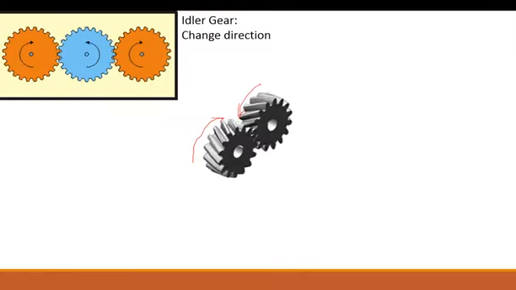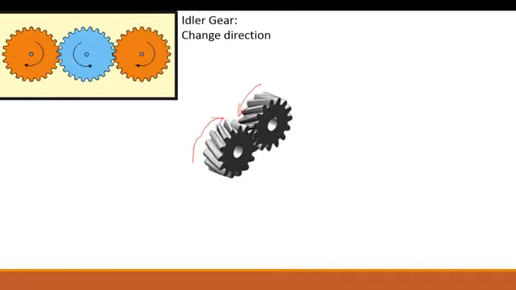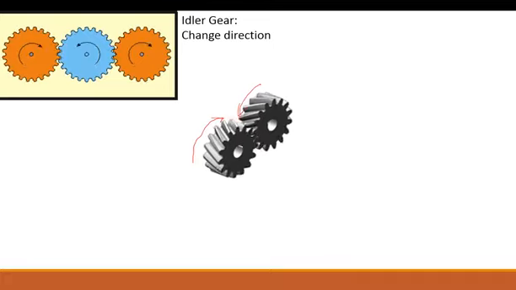And if you look at a manual transmission on a car, or even an automatic transmission, there is an idler gear that comes into play in order to make the transmission go from forward to reverse.